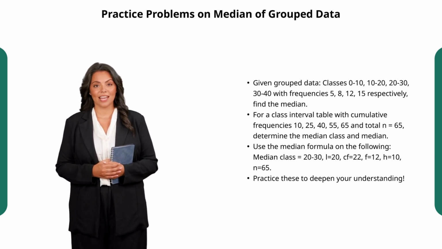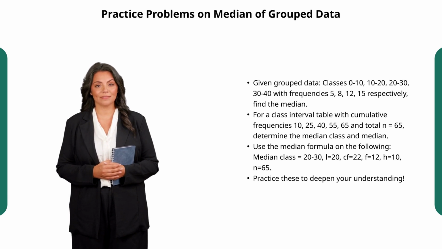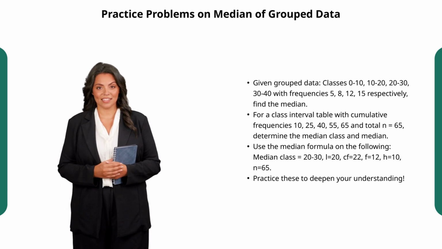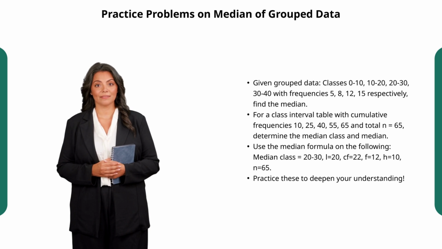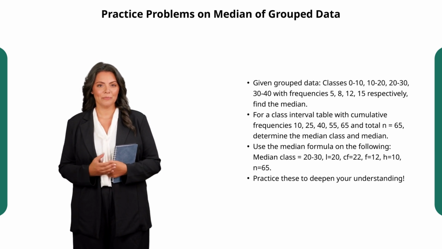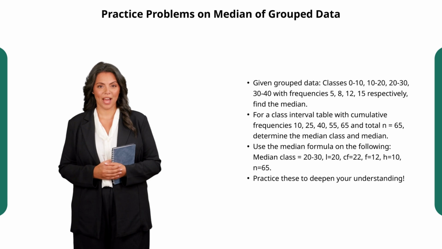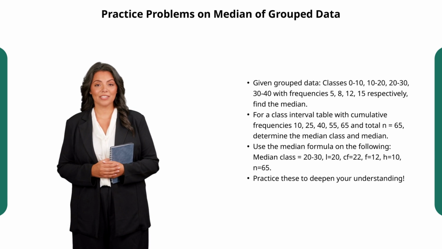Second, look at a table with cumulative frequencies 10, 25, 40, 55, and 65. The total number of observations is 65. Identify the median class and calculate the median value. Third, using the information from the last problem, apply the median formula. Here, the median class is 20 to 30.